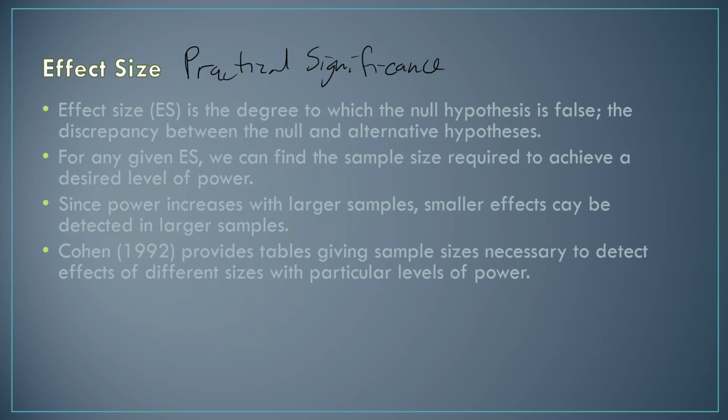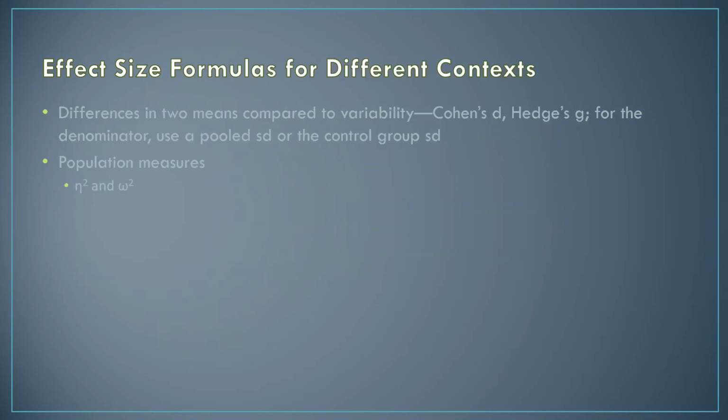And so effect size is really important, especially when we're thinking about analysis of variance and doing mean comparisons across groups, in thinking about next steps and making your results actionable. There are a number of different effect size formulas, and how to choose the effect size formula you should use depends on the context.